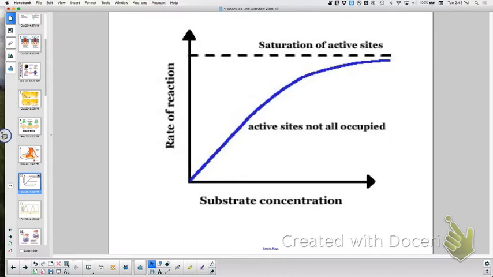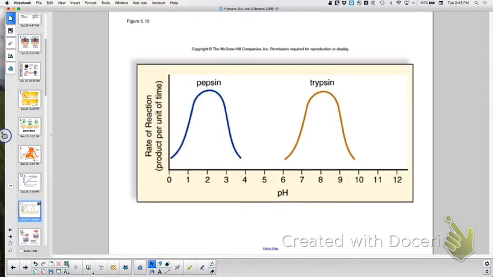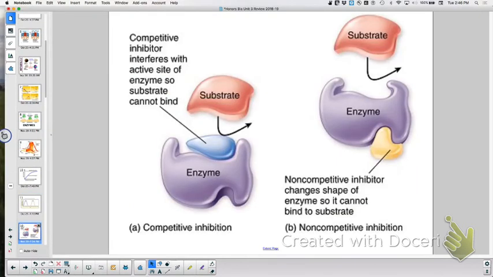What are some other things that can affect enzyme activity? pH and temperature. Okay, so here's one showing two different enzymes working at two different pHs, and you could also do that with temperature. Enzymes are very temperature specific. Then, do you remember we talked about competitive and non-competitive inhibitors?